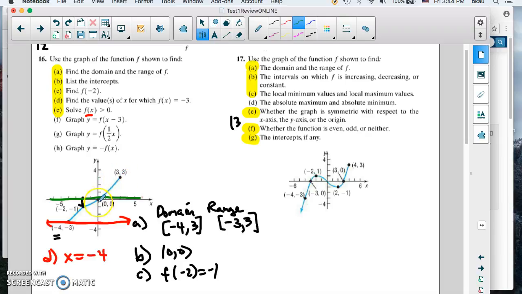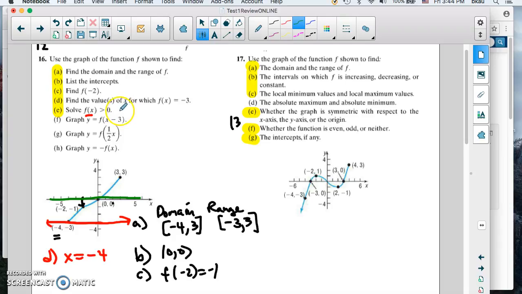Well, this piece right here is the piece that's above 0. So we just need to state the x values where that occurs. It starts at an x value of 0 and runs all the way to the x value of 3, because those are the x values there.